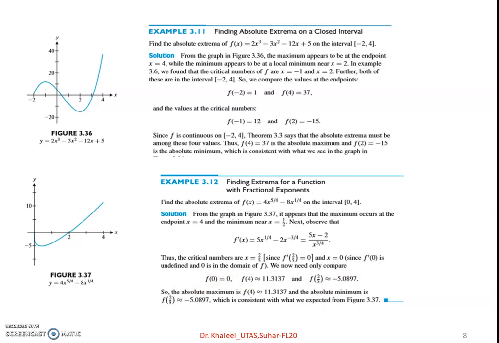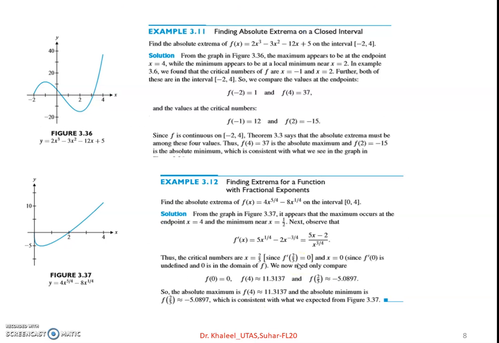Which is the minimum of these? The absolute minimum is minus pi, right? So f of 2 by 5 is the absolute minimum and it occurs at 2 by 5. And the absolute maximum occurs at 4, which is 11.3137.